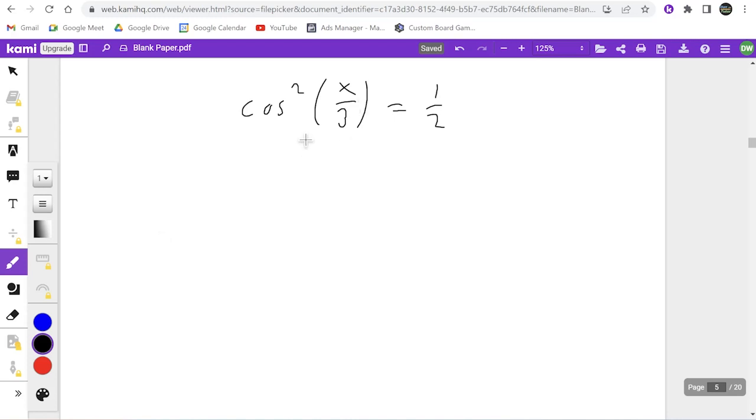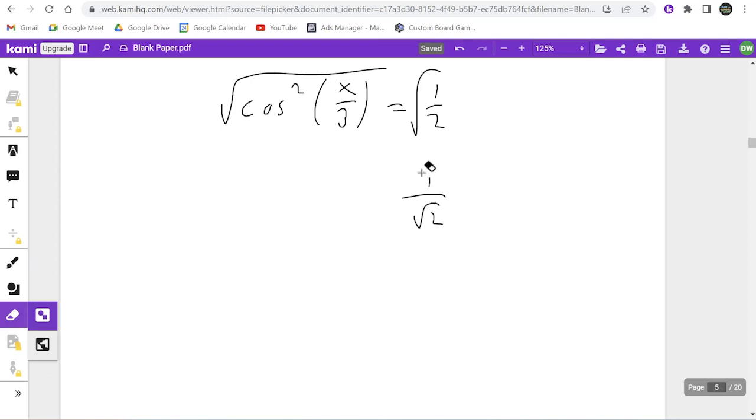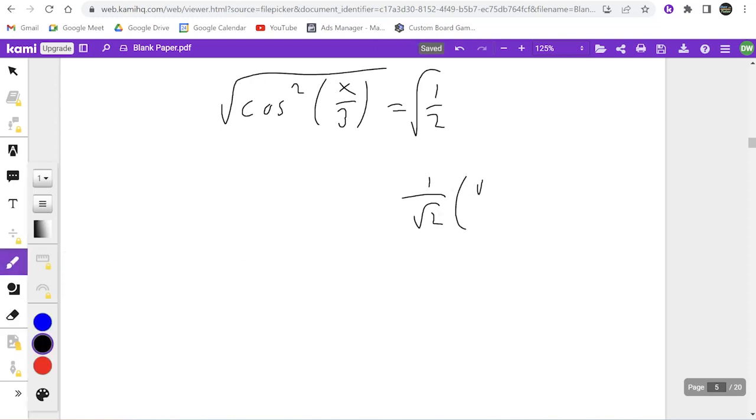So here's what I'm going to say. First, take the square root of both sides. I don't like square root of 1/2. I rewrite it as root 1 over root 2. And of course, root 1 is just 1. Then I need to rationalize this by multiplying by root 2 over root 2. We already did this today. Hopefully you remember it's root 2 over 2.